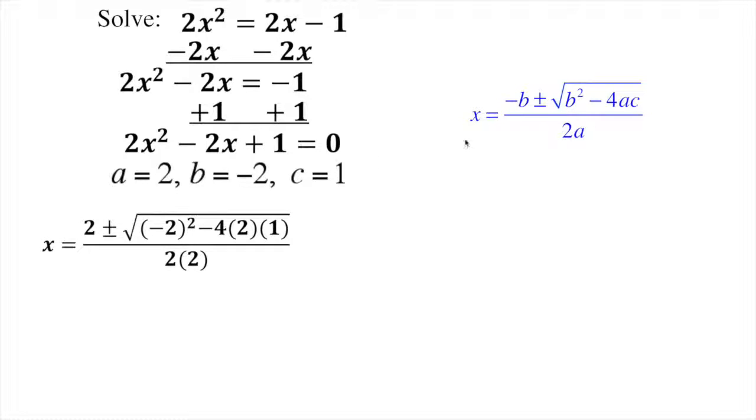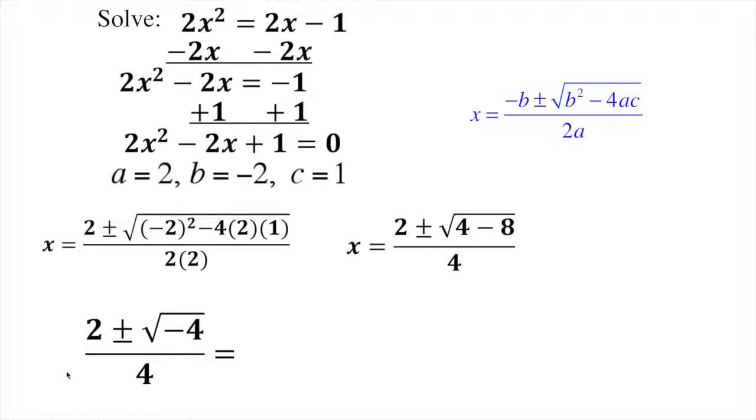As I'm plugging them in, here I have negative 2 squared, which is positive 4, minus 8 it looks like here, and on the bottom here 2 times 2 is 4. Okay, so I'm making a little bit more progress here. I've got 4 minus 8, which is negative 4. So now we have this square root of negative something under here. Well, we know what the square root of negative 4 is. That's an imaginary number, so that's the equivalent of 2i.